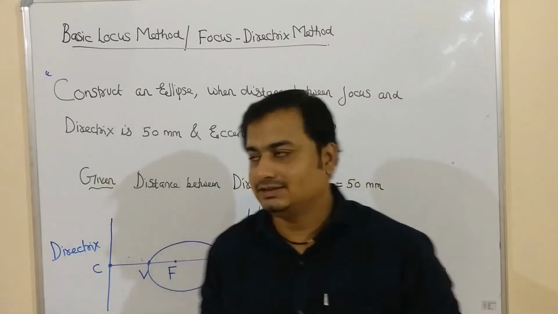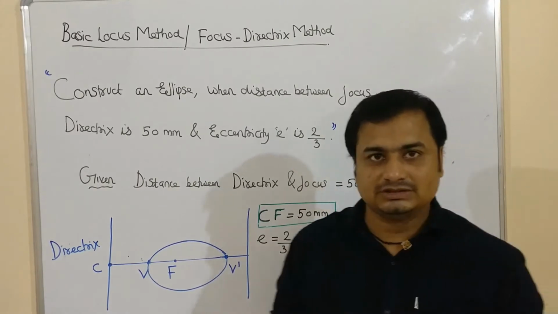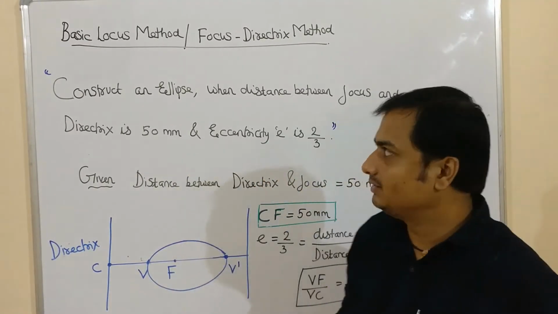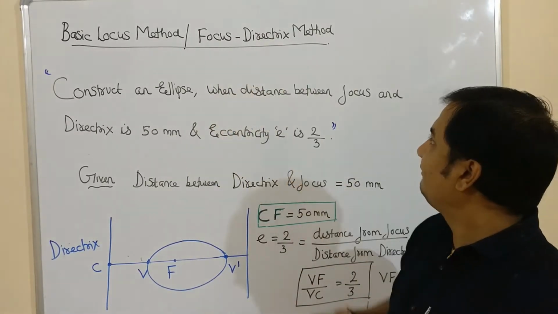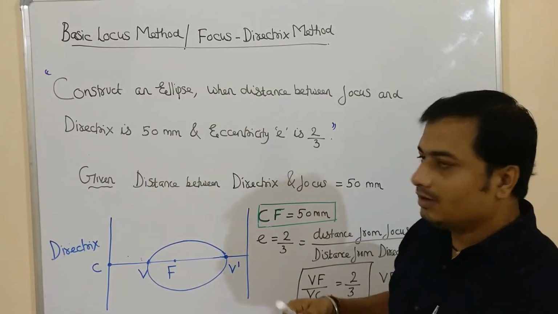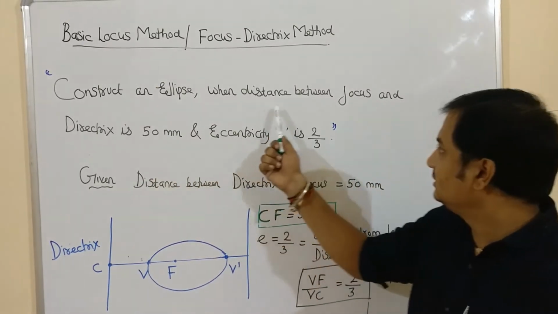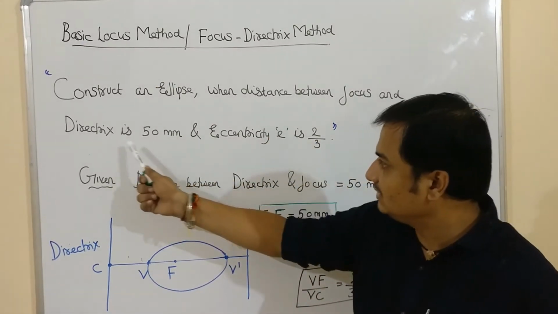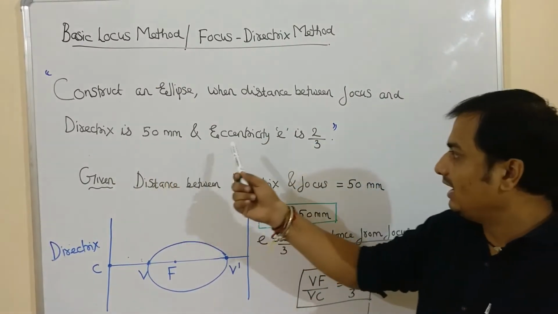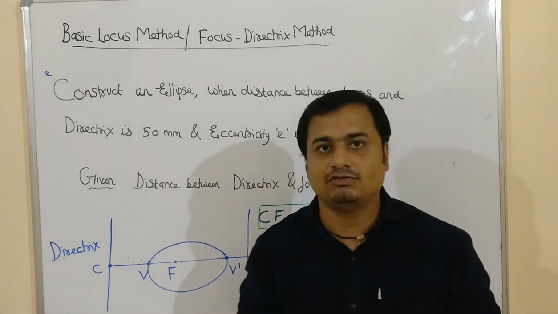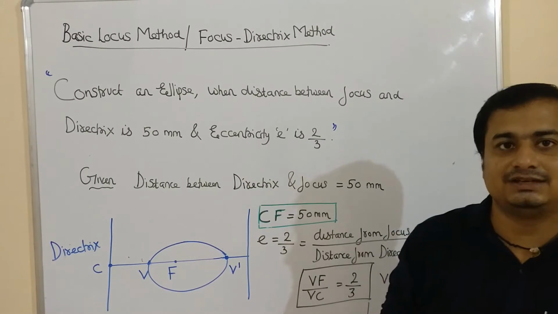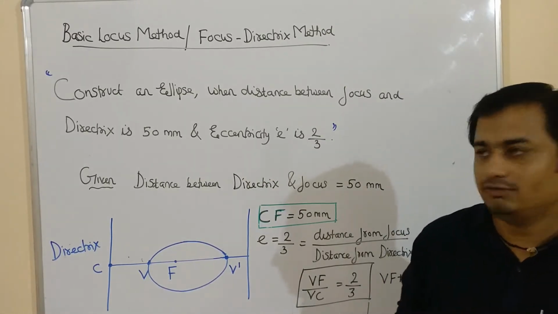So hello everyone, this is the third method to construct an ellipse, and the name of the method is basic locus method. It is also called focus directrix method. So the problem is: construct an ellipse when the distance between the focus and directrix is given to us as 50 mm and the eccentricity is 2 by 3, which is less than 1, and that is the case of an ellipse. When the eccentricity is less than 1, that will be the case of an ellipse.